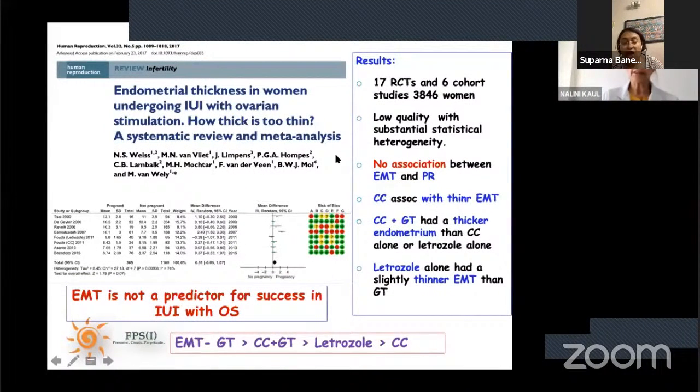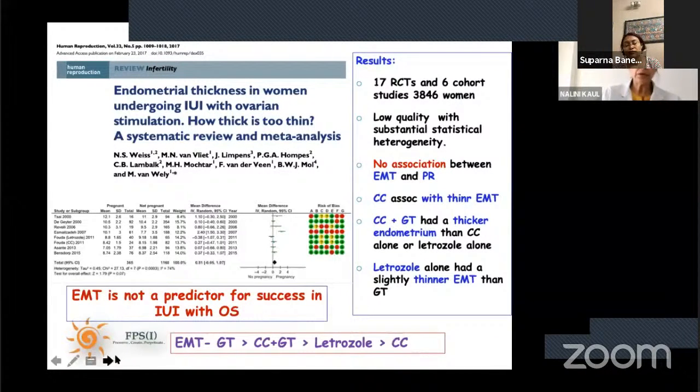So in this study, which was a systematic review and meta-analysis of almost 17 RCTs and almost 4,000 women, it was seen that the endometrial thickness is not at all a predictor for success in IUI with ovarian stimulation. And once again, this confirmed that clomiphene was the biggest problem creator in terms of endometrial thickness, followed by letrozole. So these are the two drugs we need to worry about if we find a thin endometrium.